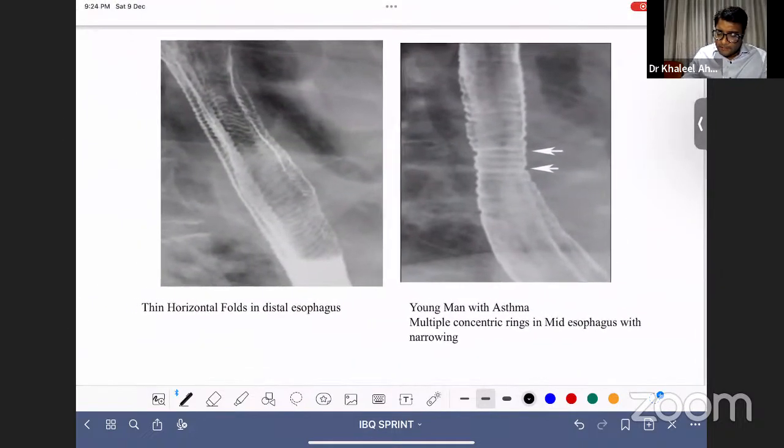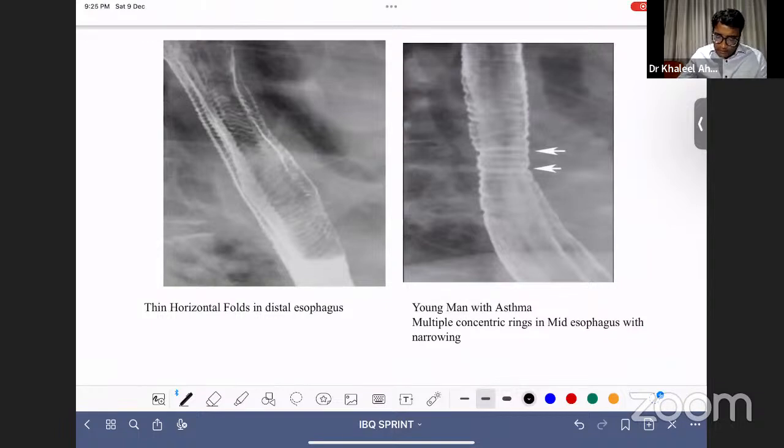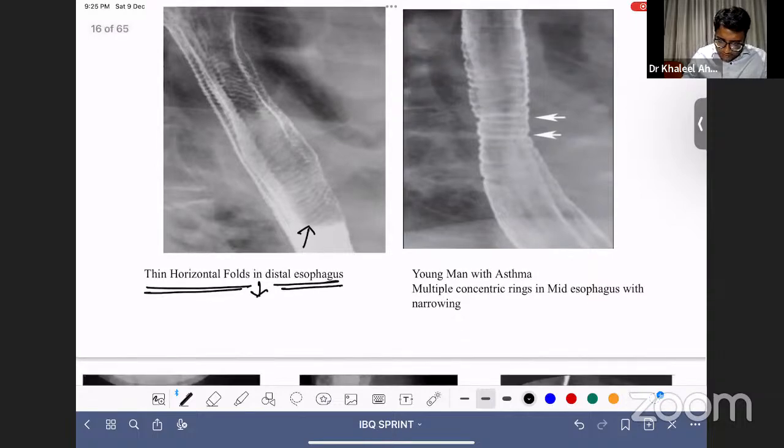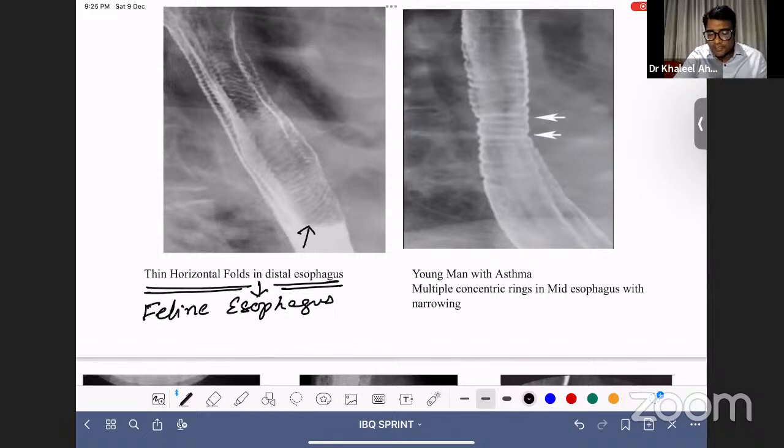Okay, try to answer this. Where do you see thin horizontal folds in the esophagus, especially the distal esophagus, called a feline esophagus? I think you're answering the previous one. But what about this? In which condition do you see thin horizontal folds in the distal esophagus, giving a feline esophagus appearance? Which condition produces feline esophagus?